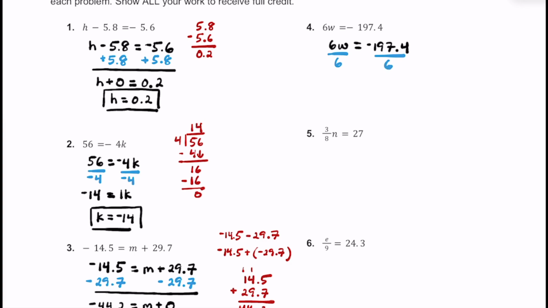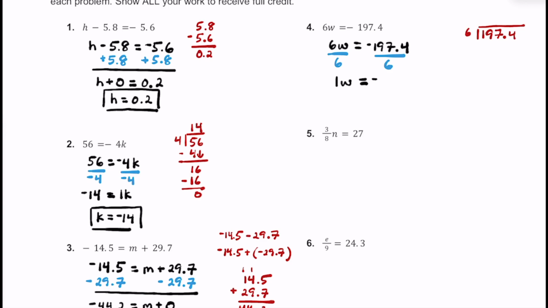So on the left side, 6 divided by 6 is going to be 1. So we have 1w is equal to, and on the right side we have to divide. Now it's a negative divided by a positive, so we know the answer is going to be negative, so I'm going to put that right away here. But for the long division here, I'm just going to go ahead and set up and put this 197.4 and divide that by 6 here.